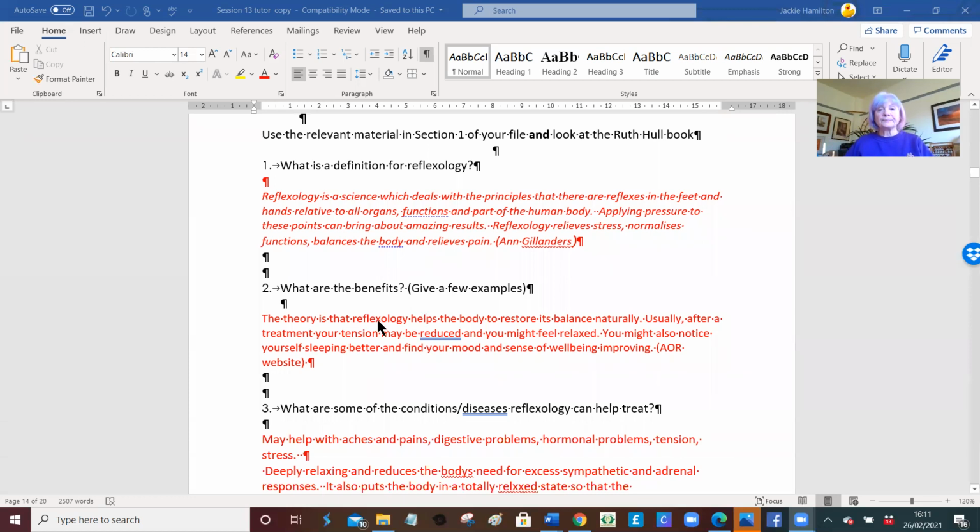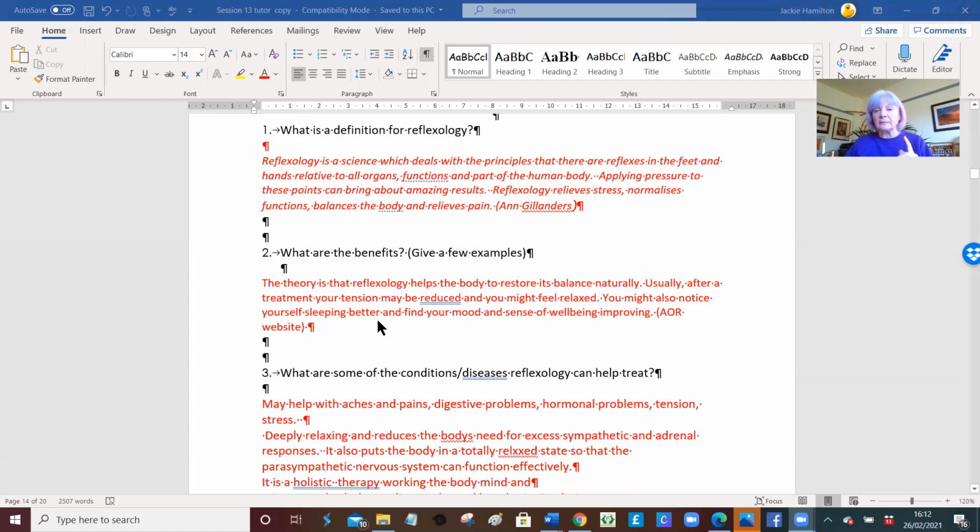What are the benefits? There are a few examples, and I've taken these from the AOR Facebook page, because it's really hard not to tie. It's a very fine line between saying what reflexology can do and making outrageous claims. So what they've said is the theory is that reflexology helps to restore the body to balance. Usually after treatment, the tension's reduced and you might feel relaxed, and you might notice you're sleeping better and that your mood and well-being is improved.